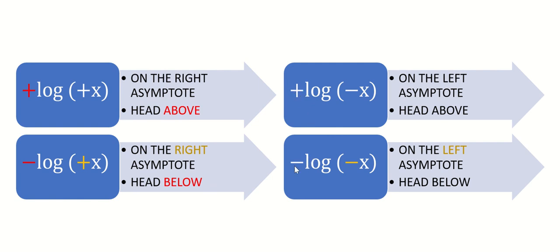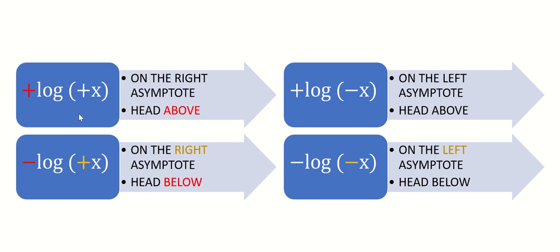And the last one, we have negative log and negative x, which means that your graph will be on the left asymptote, and your head will be below, because negative log means the head is below.